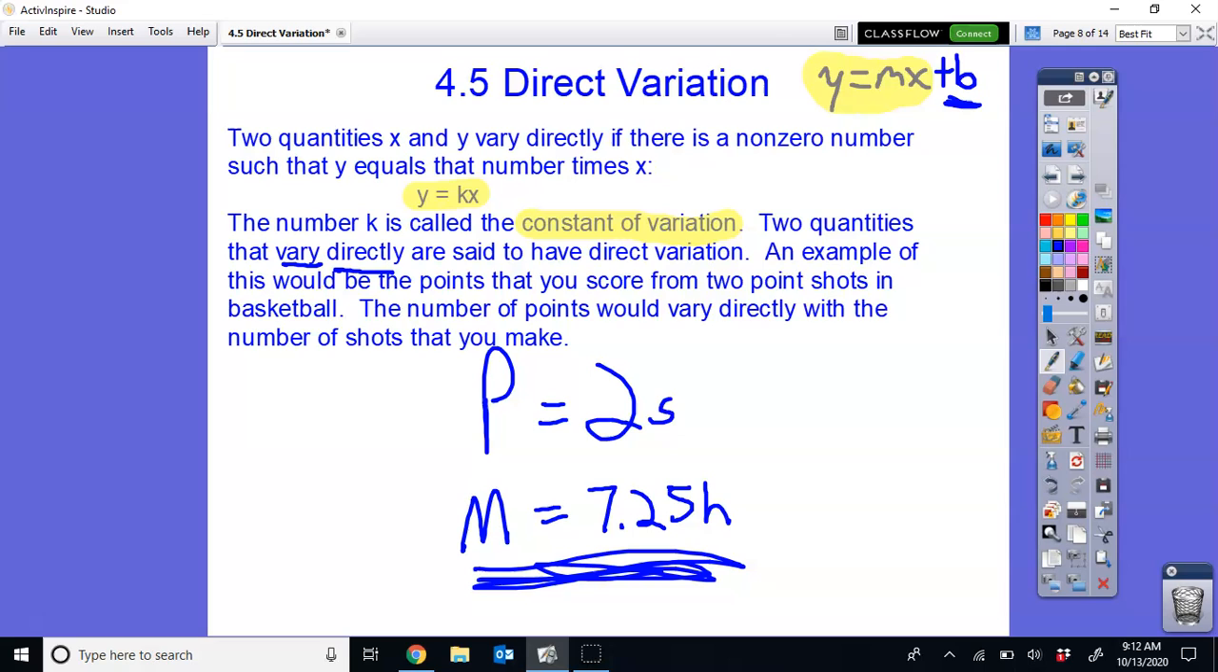When we were talking about y equals mx plus b, we were talking about the slope-intercept form of a line. The difference is this one doesn't have a y-intercept. Now let's talk about real quick why it doesn't have a y-intercept. Why does it not have a b value?